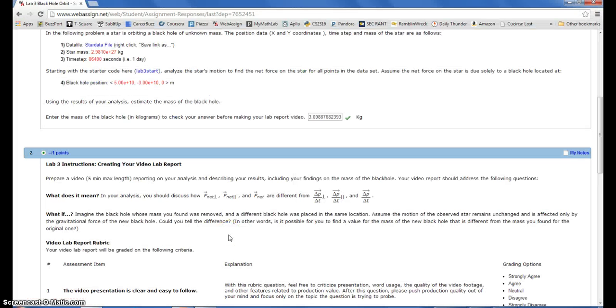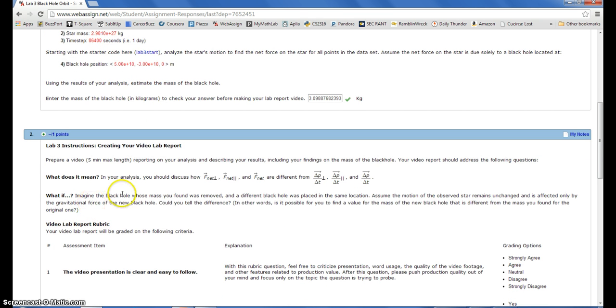A key observation to take from this lab is how F net and its components are different from the change in momentum over the change in time in its components. While these two are equivalent, they are still distinct. F net is the unobservable cause, and the change in momentum over change in time is the observable effect. By observing delta P over delta T, you can then determine F net.